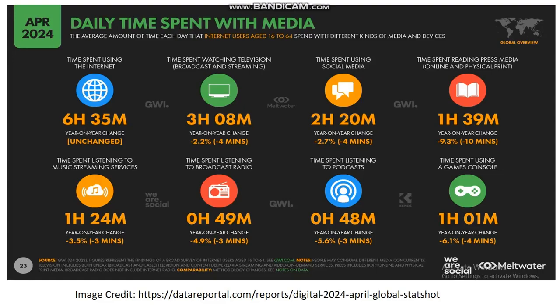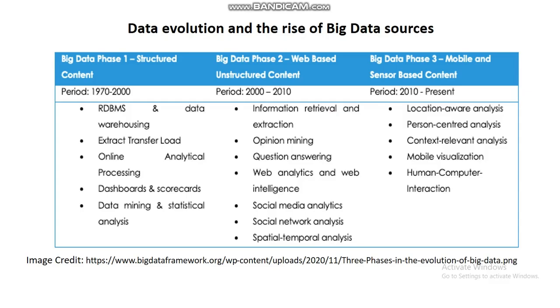Data evolution and the rise of big data. As you can see, there are 3 phases. Phase 1 talks about structured content, from 1970 to 2000. Phase 2 talks about web-based unstructured content, from 2000 to 2010. And big data phase 3 talks about mobile and sensor based content, from 2010 to the current one.